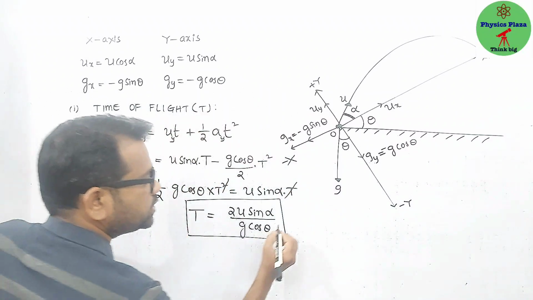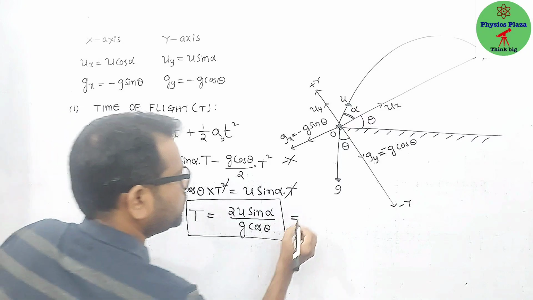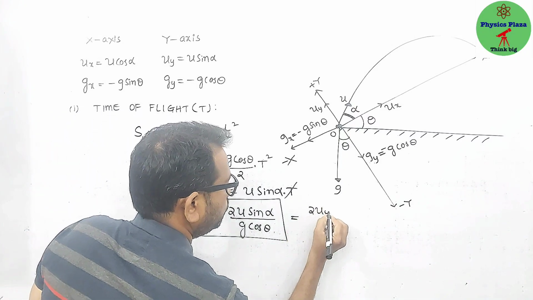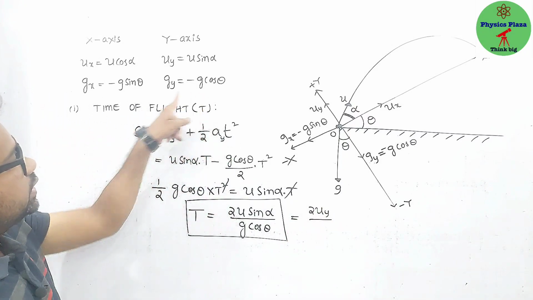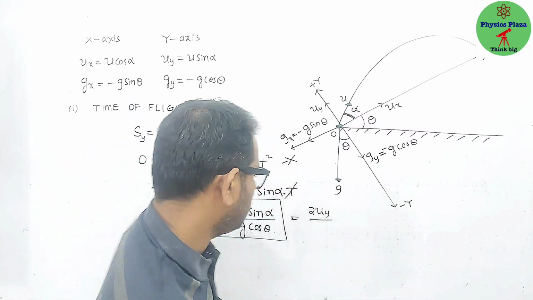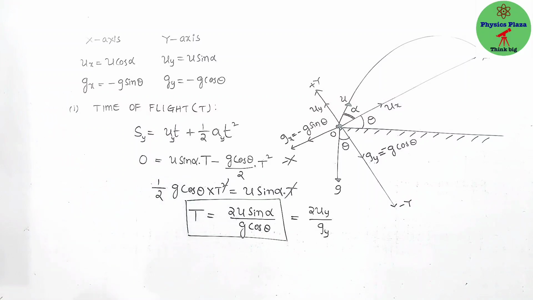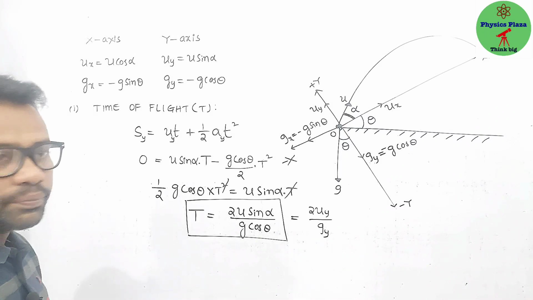So this can be written like this: u sin alpha is nothing but uy, so it is 2uy, and g cos theta is nothing but gy. I am talking about the magnitude, so don't think about plus or minus, just magnitude. So that is 2uy by gy. This is the expression for the time of flight in the case of projectile motion on an inclined plane. It is purely for an inclined plane. Okay, copied this. Okay, fine.